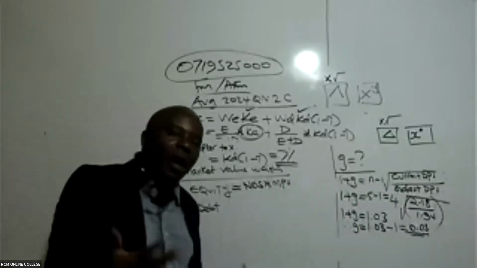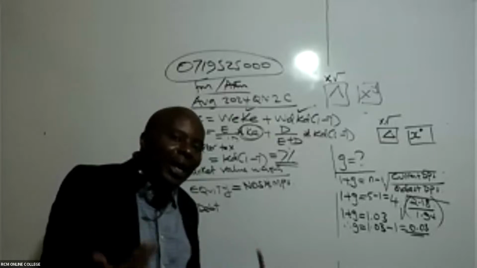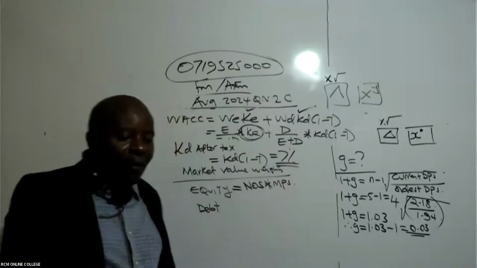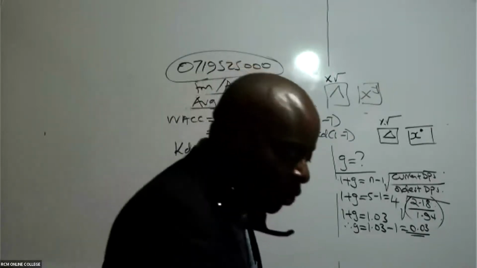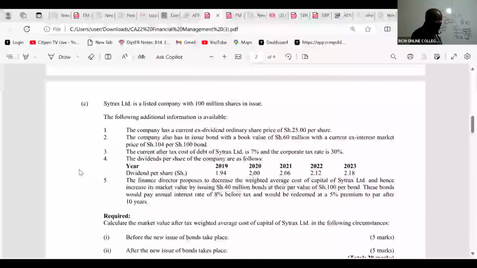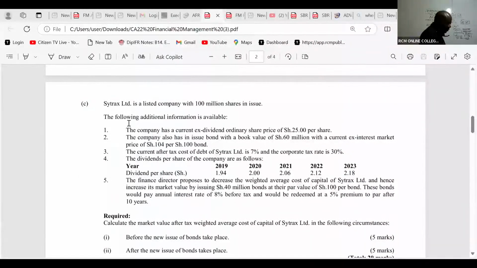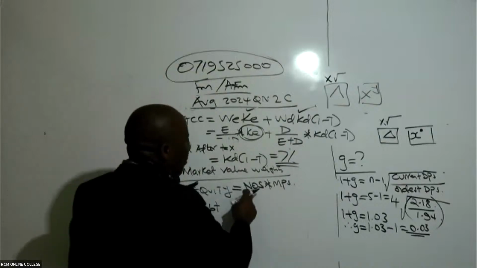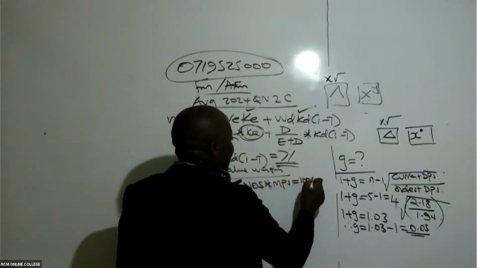So in this question, have they given me number of ordinary shares? Because equity is about shares. Let's ask ourselves that question. Number of ordinary shares, what do we have here? You can see from the beginning, it's a listed company with 100 million shares. And then we have the current market price per share, 25. So for the market value weight, I will take the number of ordinary shares, 100, and this is 25.